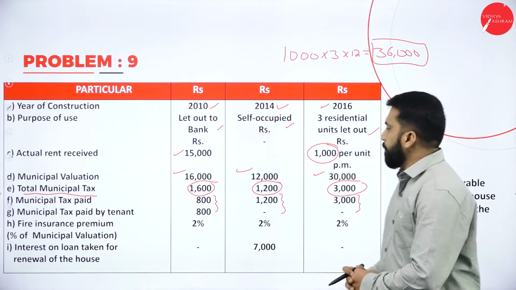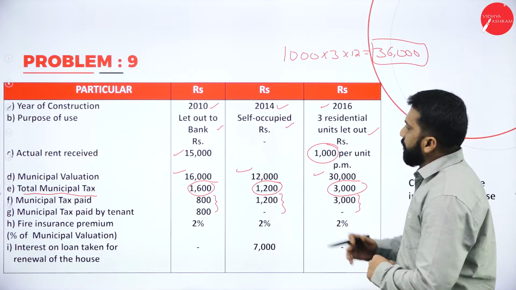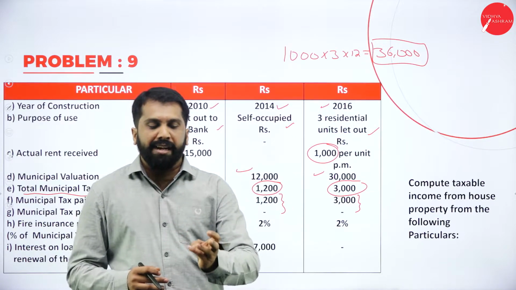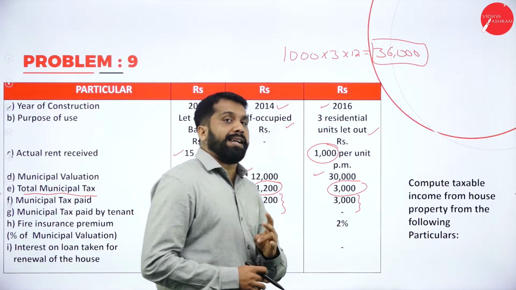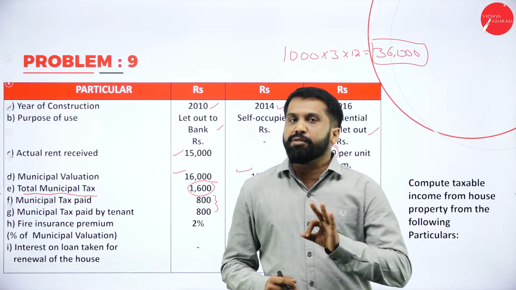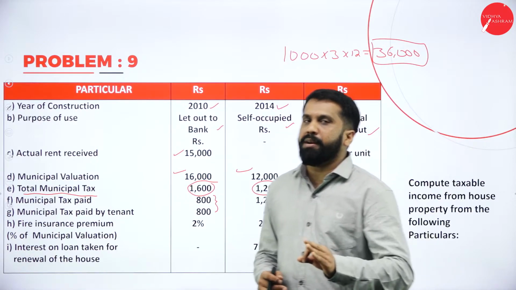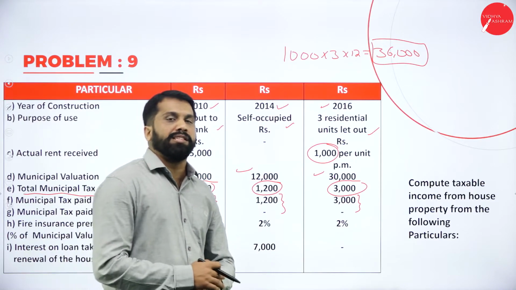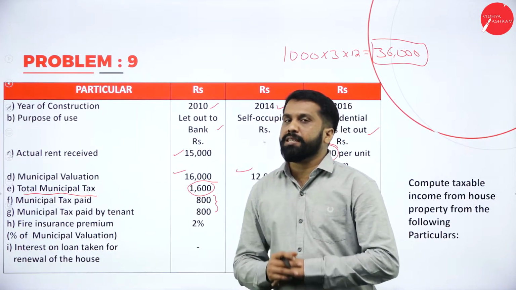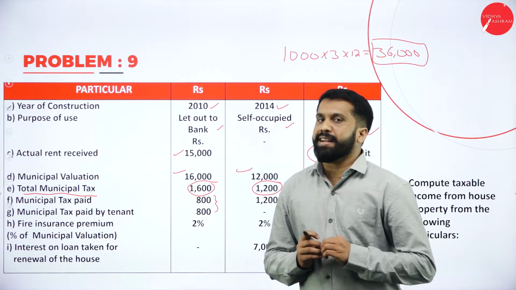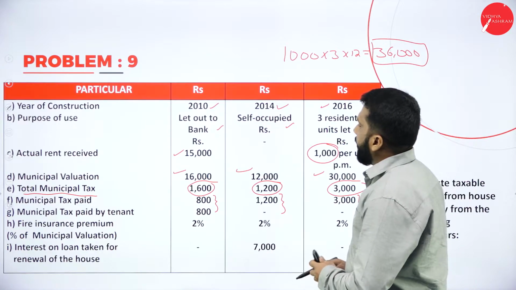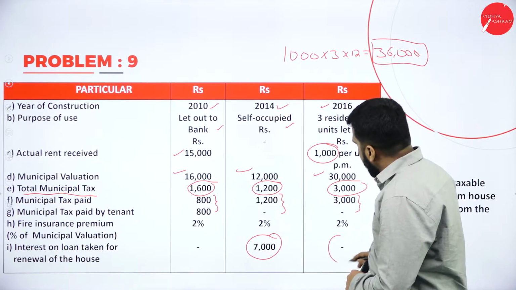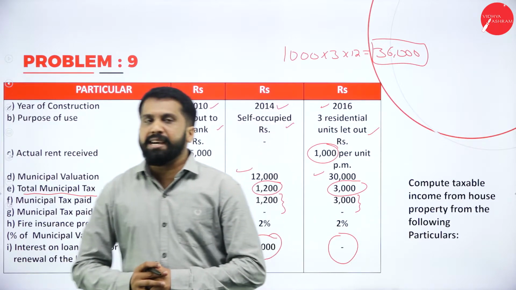Hope you understood. Now, these are done. Next, your fire insurance premium. As I told you, anything other than municipal tax, other than standard deduction, other than the interest paid, other than these 3 things, we are not supposed to consider anything. We will not consider your insurance paid, your repair charges, your whitewashing charges. Nothing should be considered under house property for deduction. Now, interest on loan taken for renewal of house: how much is it? 7,000. Here it is 0 and here it is again 0. These are the informations we have.